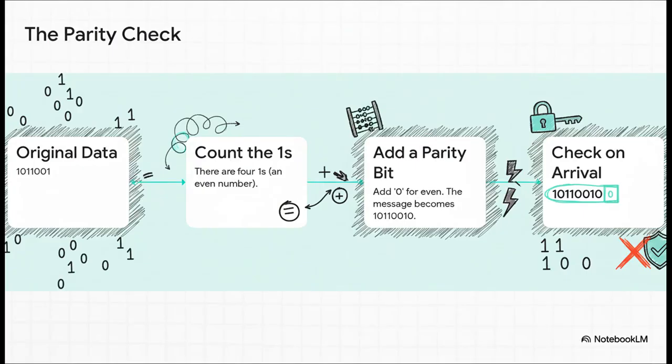Let's look at the simplest trick in the book to see how this works. It's called a parity check. So you have your data, 10110001.